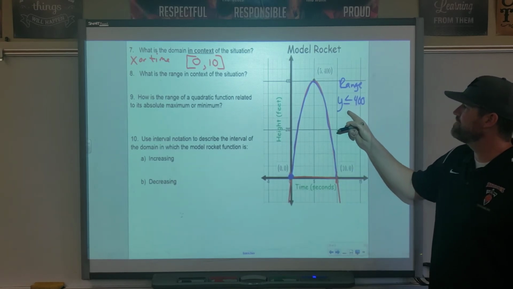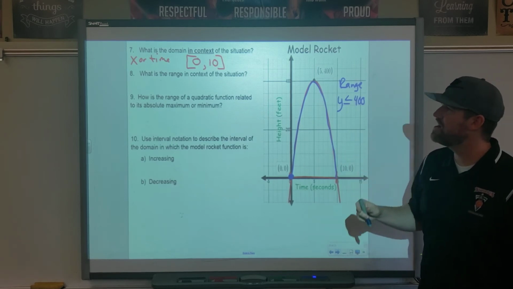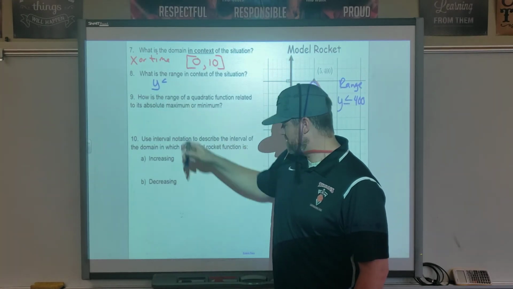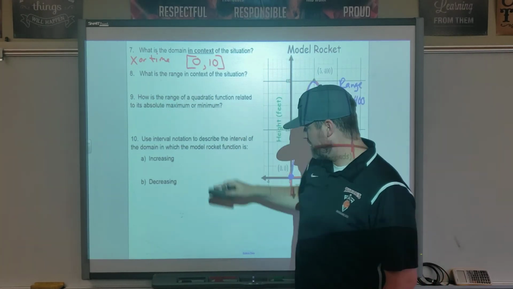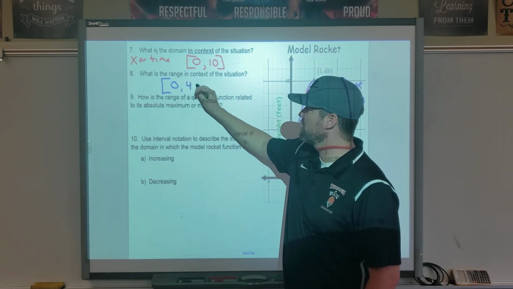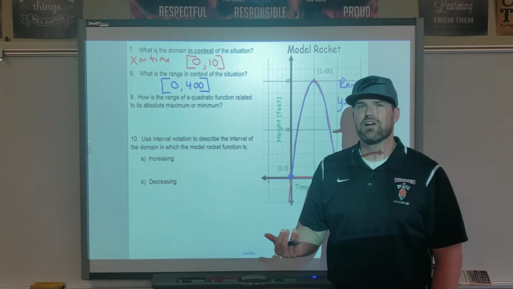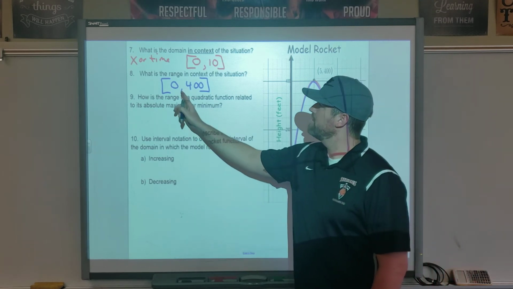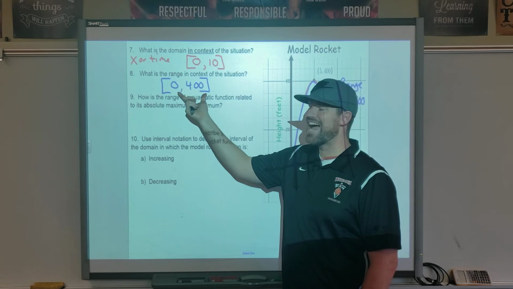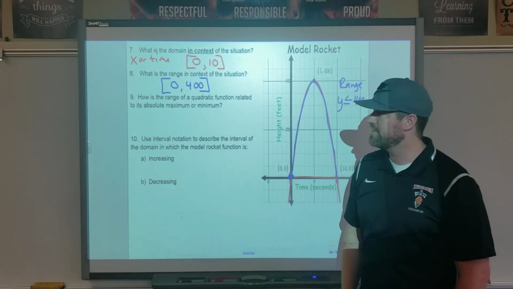So although the range of the function is anything below or equal to 400, in context of the problem, the range is not just anything below 400, it's anything from 0 to 400. So if I put y is less than or equal to 400, that would include negatives, but if I specifically write it as 0 to 400, that means that the height that the rocket reached was anywhere between 0 feet and 400 feet.